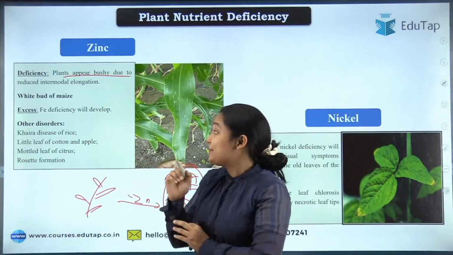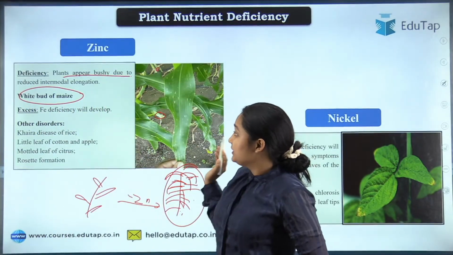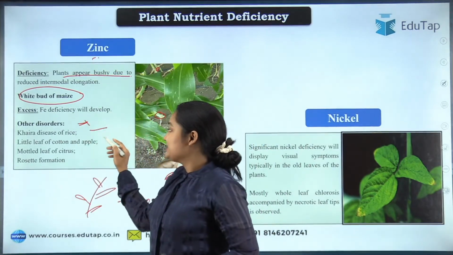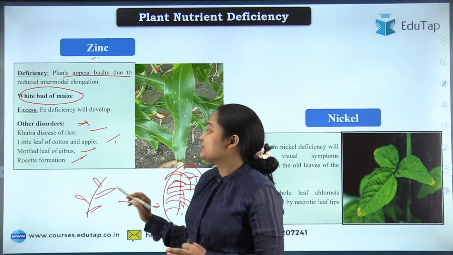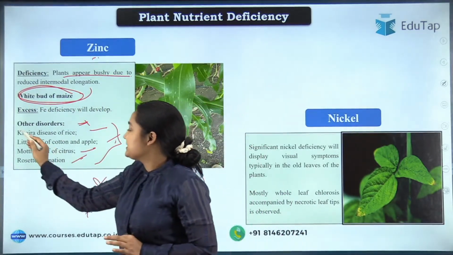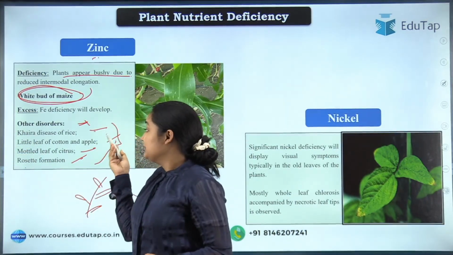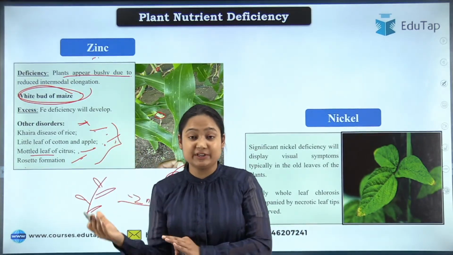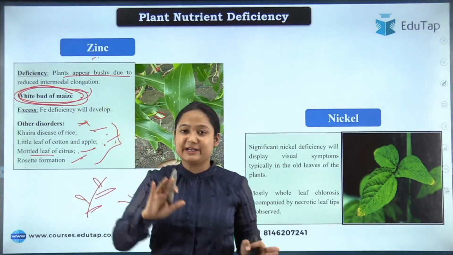But what is important for your NABARD examination? White bud of the maize will appear. This is caused due to the zinc deficiency. Then the other disorders are Khaira disease of rice, little leaf of cotton and apple, mottled leaf of citrus, and rosette formation. I'm not focusing on these, because these diseases can be caused due to other reasons too. Khaira disease can be caused by other reasons, little leaf can be due to other reasons, mottled leaf of citrus can be due to other reasons, and zinc can also be a factor. But again, white bud is very important for your NABARD examination.